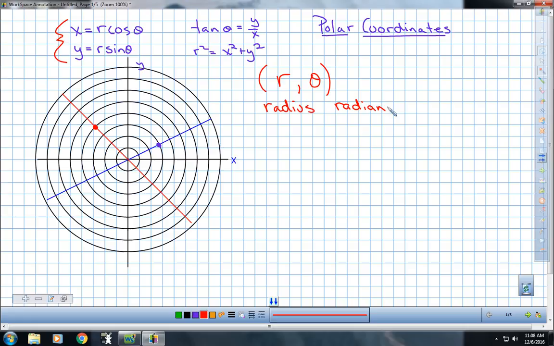So for example, if I wanted to plot the point (3, pi over 6) as a polar coordinate, I would go to the pi over 6 reference angle, which is on here in blue in the first quadrant, and the radius is 3, so from there I would count out 3 radii. There's the point, (3, pi over 6). Does that make sense?